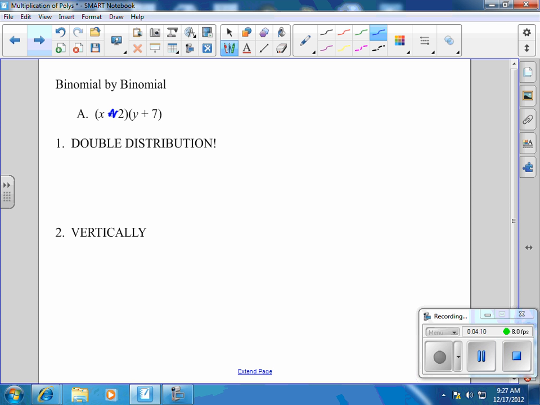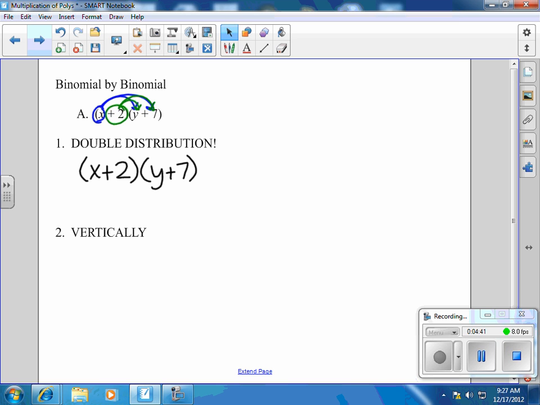So if I just had given you x, you would have taken x, and you would have distributed it to those 2 things. And then if I was to just give you the plus 2, we can do the exact same thing. This plus 2 needs to multiply to both of those guys. And we call that double distribution because we're distributing twice. So let's actually do the problem. X plus 2 times y plus 7. We need to distribute twice.